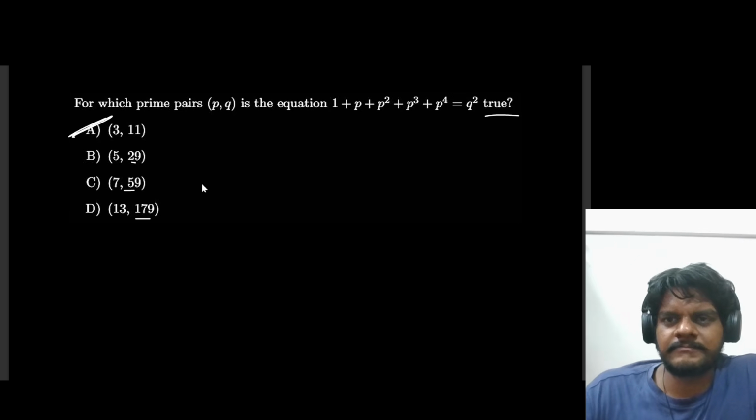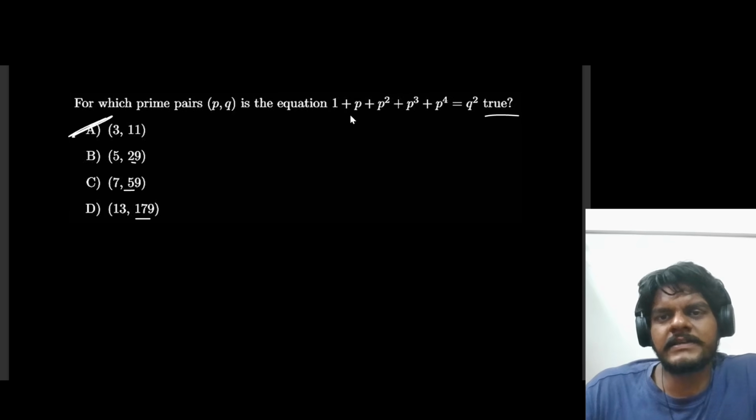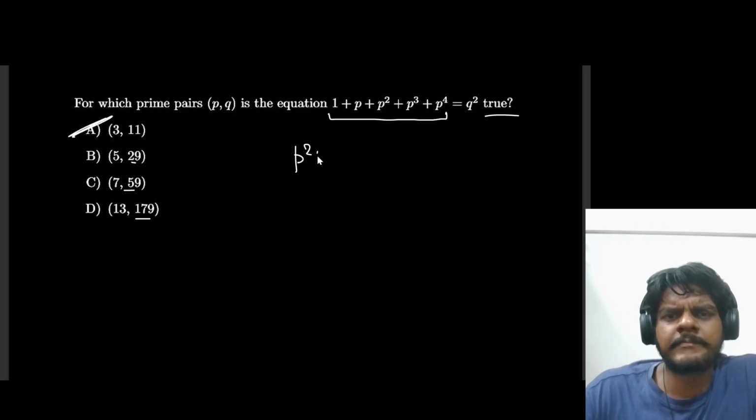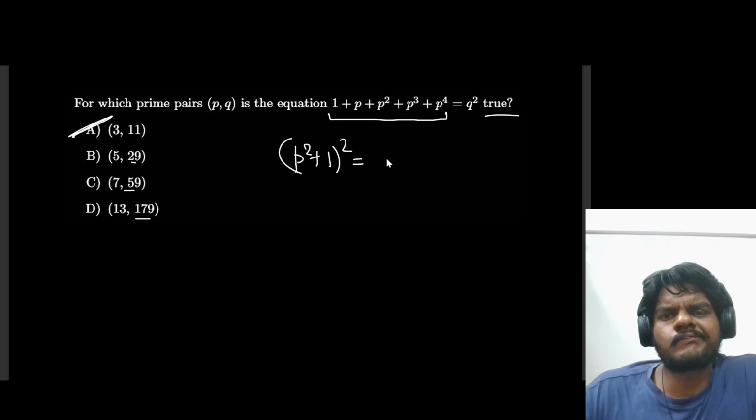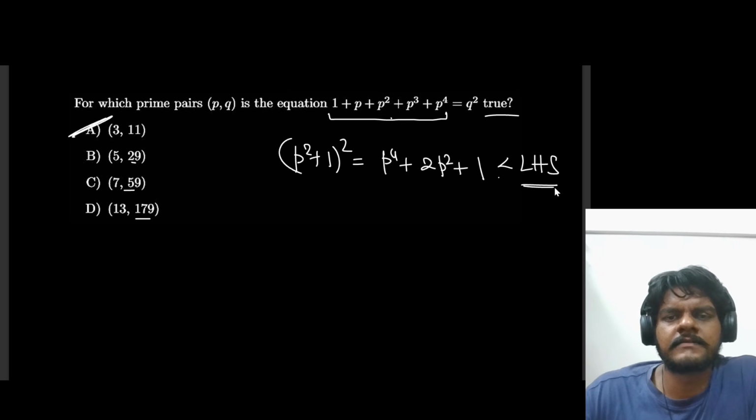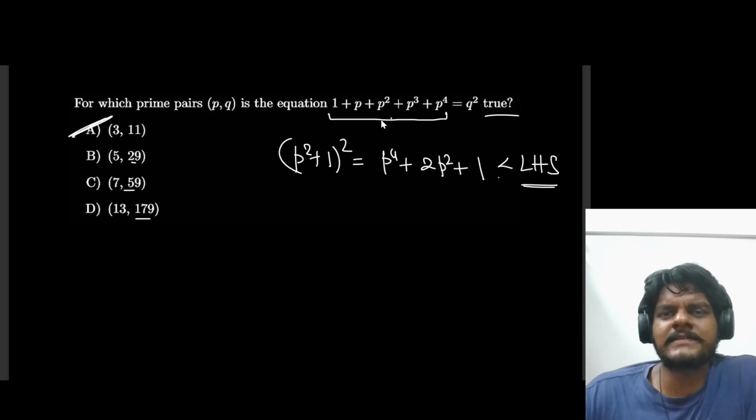How do we solve it? See, there is one thing. Can this be ranged between two things? What is (p^2 + 1)^2? It is p^4 + 2p^2 + 1. This is definitely less than the LHS, don't you think? Why is this less than the LHS?